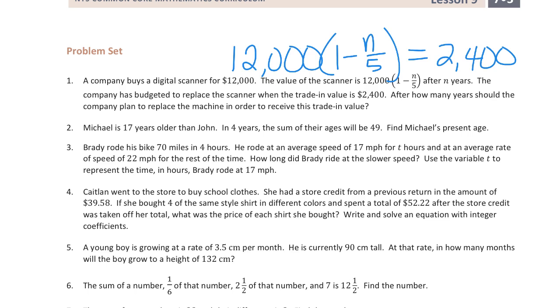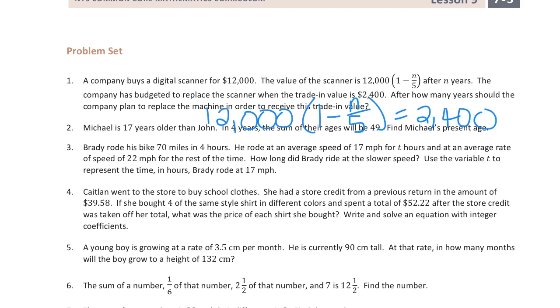Number 3, Brady rode his bike 70 miles in 4 hours. He rode at an average speed of 17 miles per hour for T hours and an average rate of 22 miles per hour for the rest of the time. How long did Brady ride at the slower speed? Use the variable T to represent the time in hours that Brady rode at 17 miles per hour.